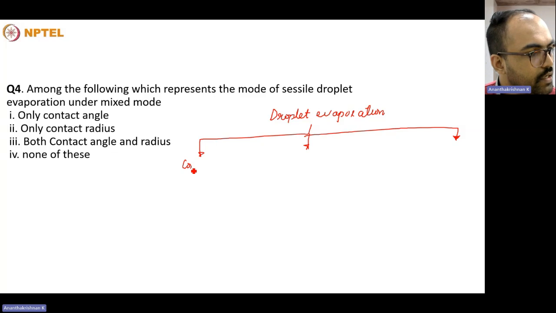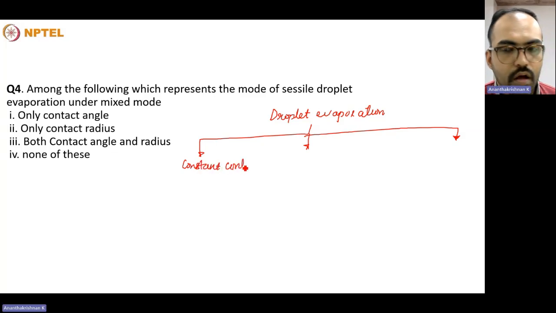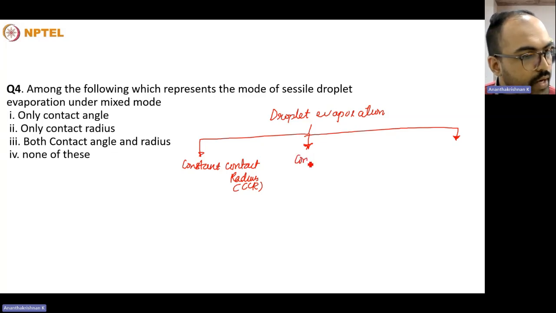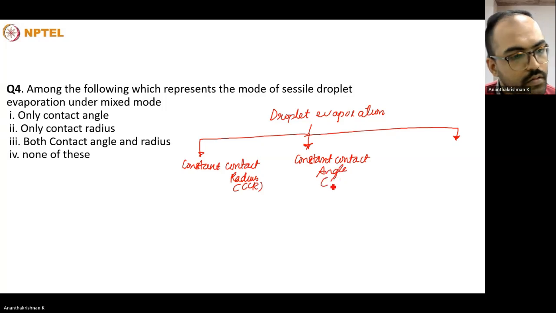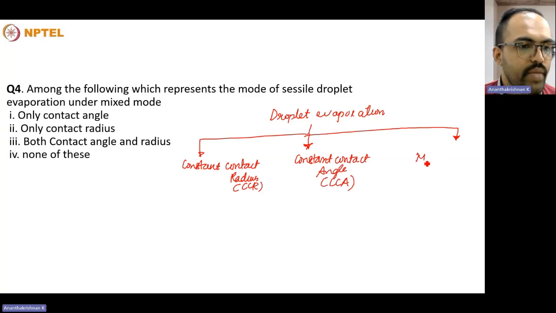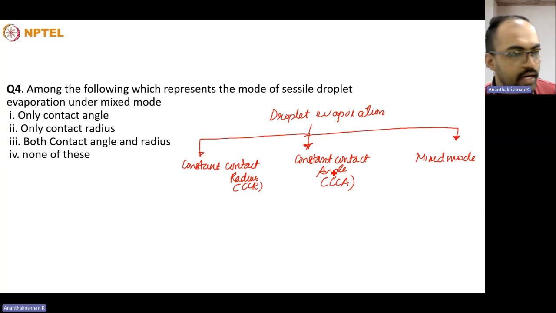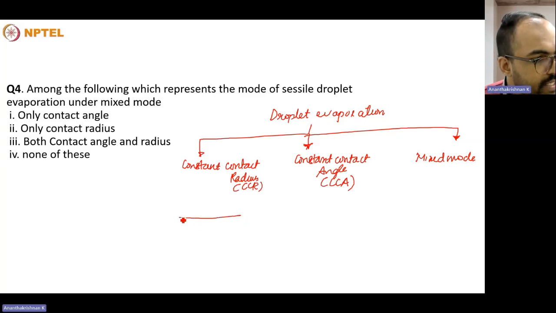First is constant contact radius, CCR. Second is constant contact angle, CCA. And third is a mixed mode. In the case of the constant contact radius CCR method, the contact radius remains the same, but the contact angle keeps on varying during the evaporation.